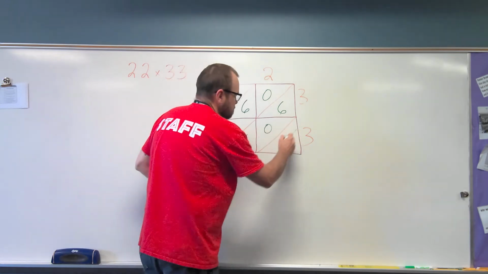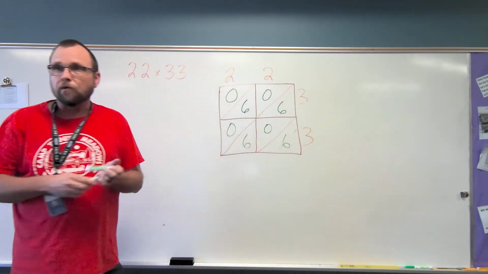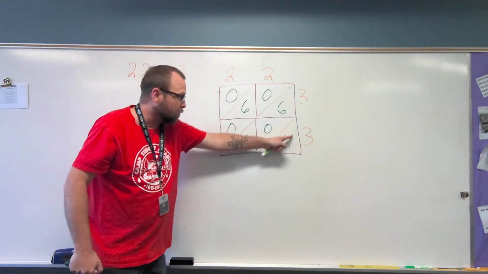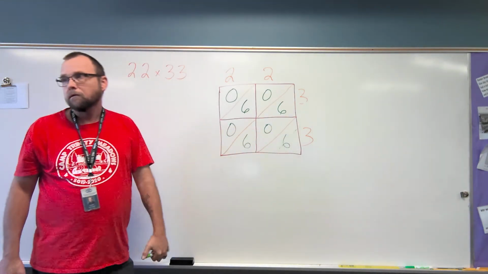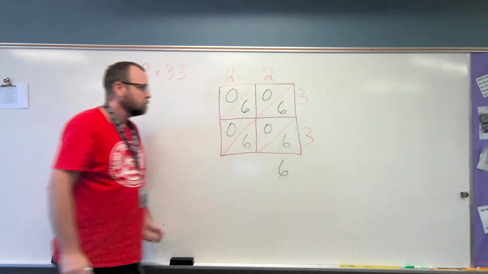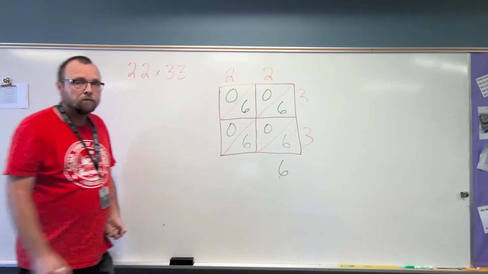So this diagonal is here, and that adds up to what? This diagonal right here. 6. Adding all of it together, 6.